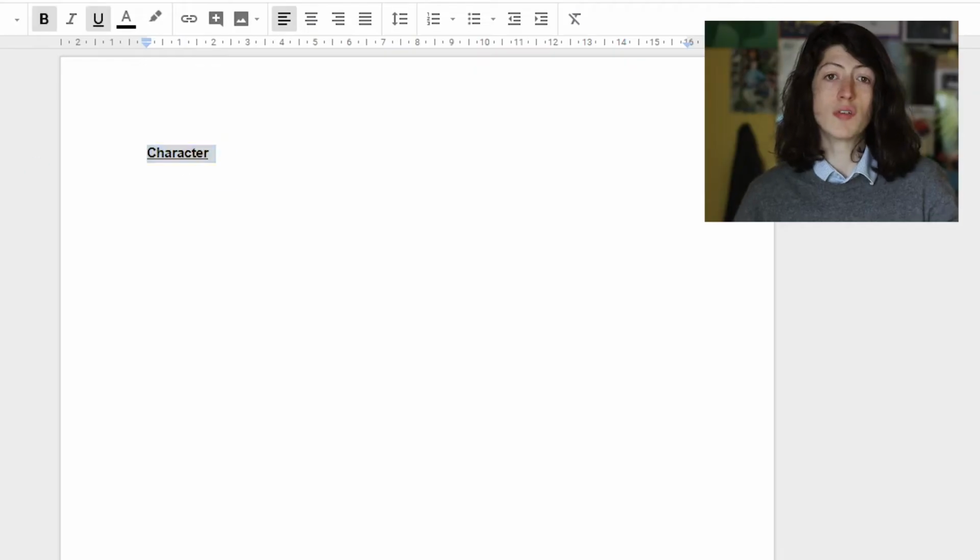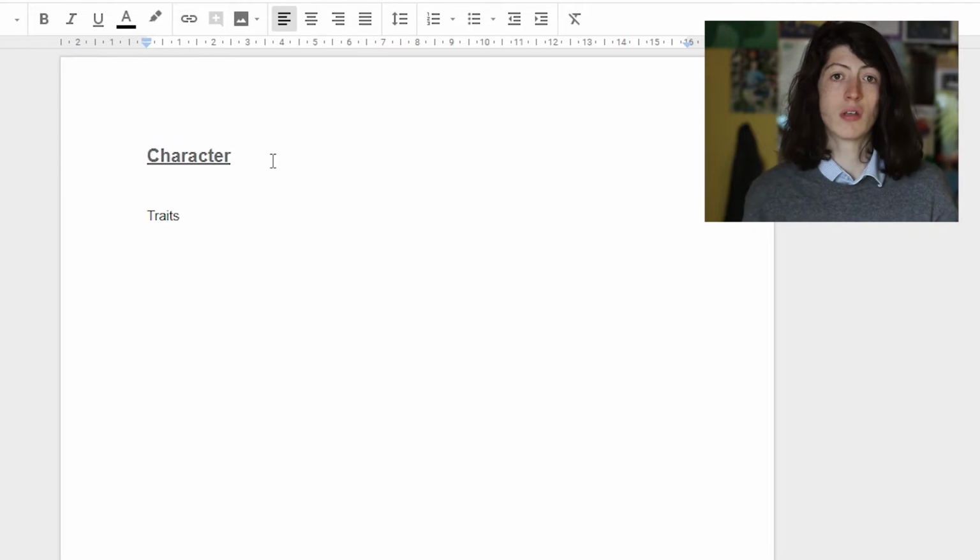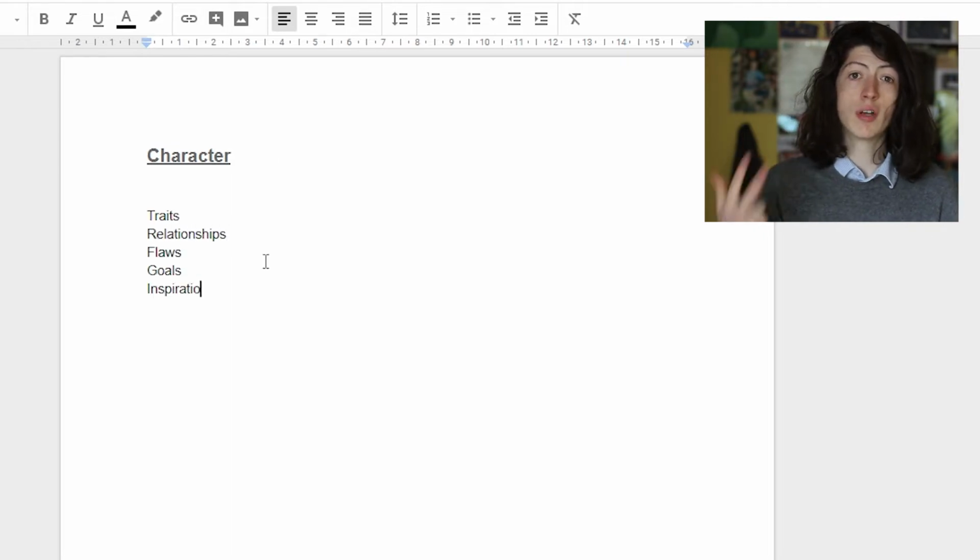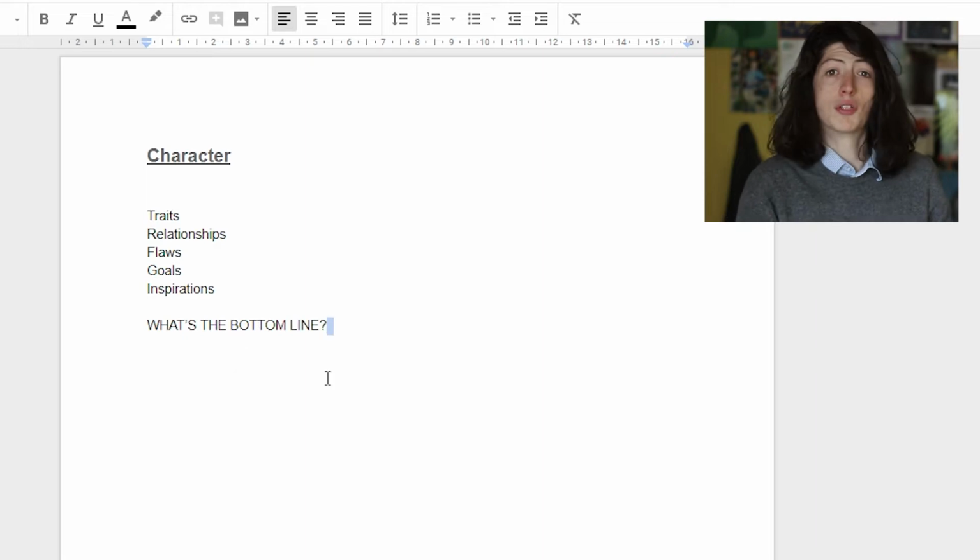This includes things like character, the actual world and the systems of the world that they exist in, and the key plot points. So most importantly, character. It's useful to note the key traits of each character and their relationships with each other, their flaws, their goals, their inspirations, and most importantly, their bottom lines. This is the one thing or trait that stays true about a character throughout the whole film and that stays constant despite their personal growth in other areas.